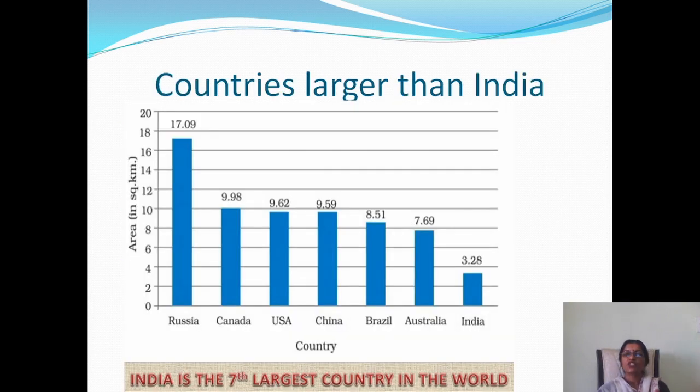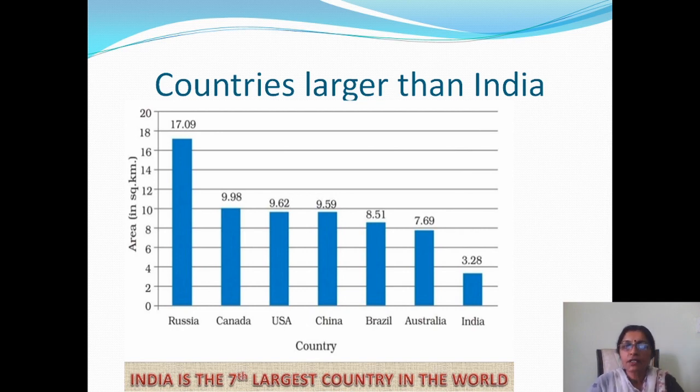These are countries which are larger than India. Largest country in the world is Russia with 17.09 million square kilometer area. Canada 9.98 million square kilometer. USA 9.62 million square kilometer. China 9.59 million square kilometer. Brazil 8.51 million square kilometer, Australia 7.69 million square kilometer, and India 3.28 million square kilometer.